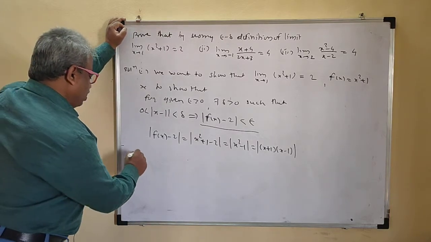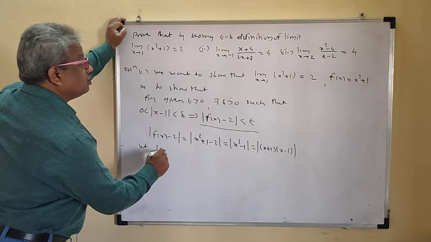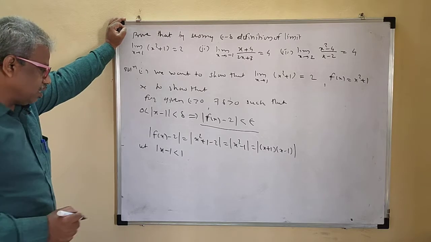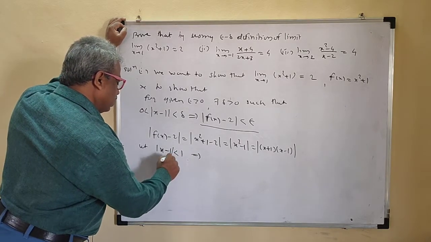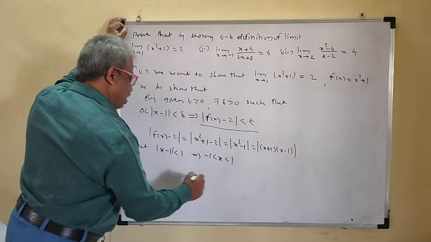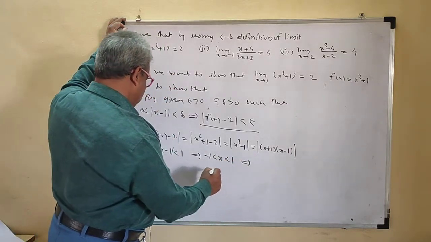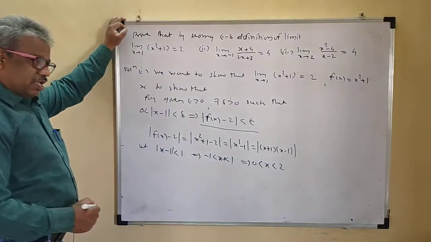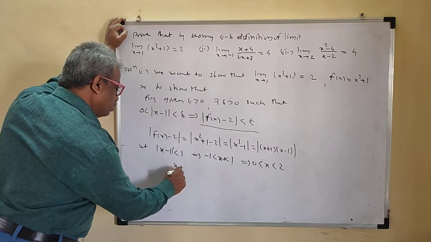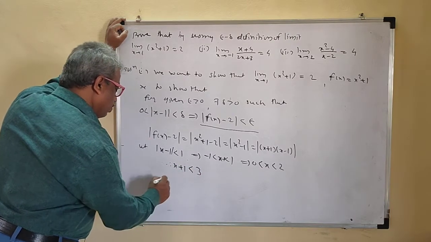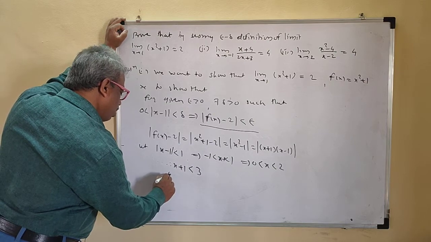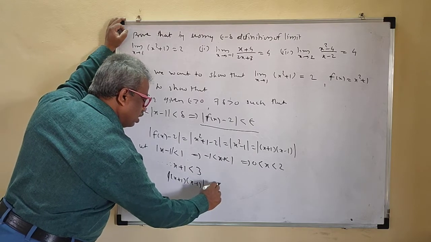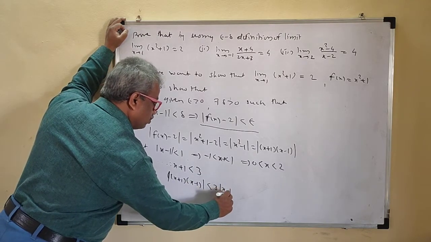Okay, so what we'll do? We'll take, let mod of x minus 1 is less than 1. We'll take the minimum of 1 and something. So this implies that minus 1 less than x minus 1 less than 1. So this implies that 0 less than x less than 2 now. Your x is less than 2. So therefore x plus 1 is less than 3 now. Okay, so therefore mod of x plus 1 into mod of x minus 1 is less than 3 into mod of x minus 1.